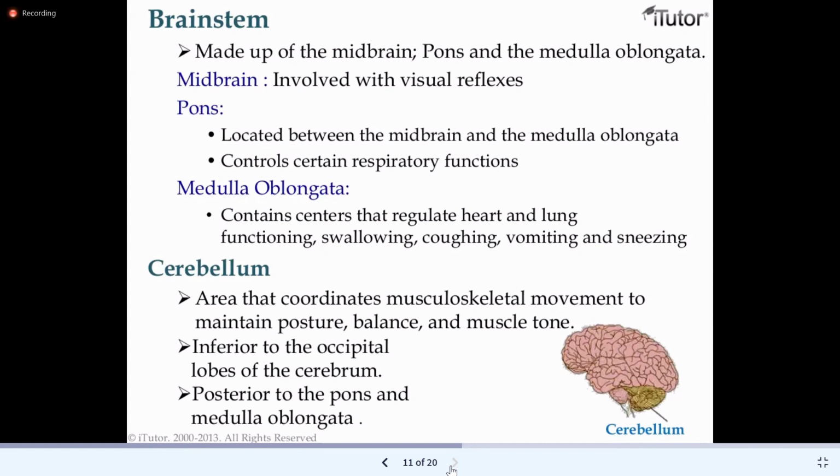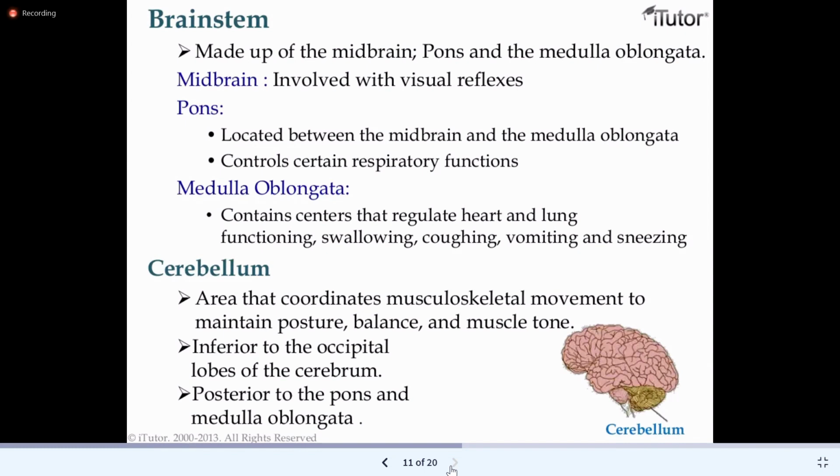The pons is located between the midbrain and the medulla oblongata and controls certain respiratory functions. The medulla oblongata contains centers that regulate the heart and lung functioning, and swallowing, coughing, vomiting, and sneezing. All these are controlled by the medulla oblongata. And the pons controls some respiratory functions.